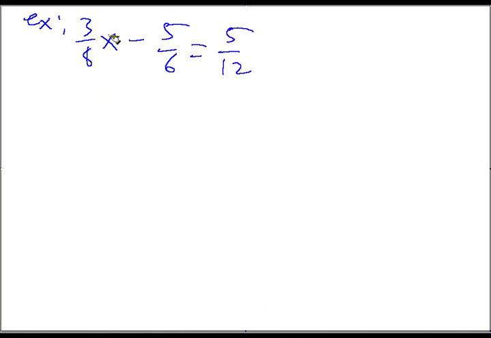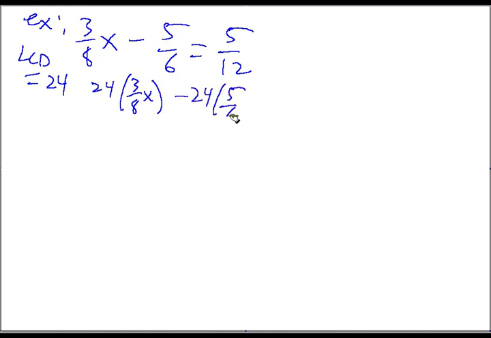Alright, so again, let's multiply everything by the LCD, all three terms by the LCD, to get rid of those fractions. So let's look at 8, 6, and 12. What's the LCD going to be here? Well, hopefully we can see without too much trouble that the LCD will be equal to 24. Right? So let's multiply 24 to all three fractions. So 24 times 3/8x, 24 times 5/6, and 24 times 5/12.